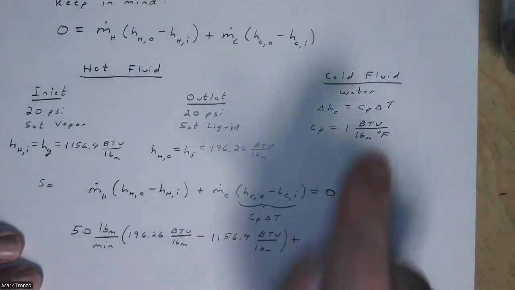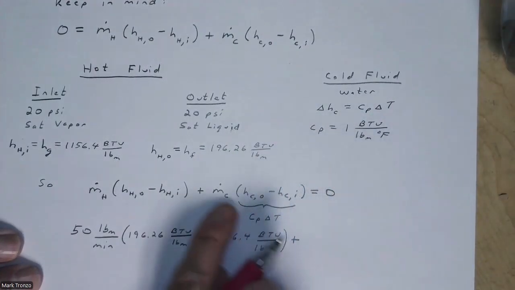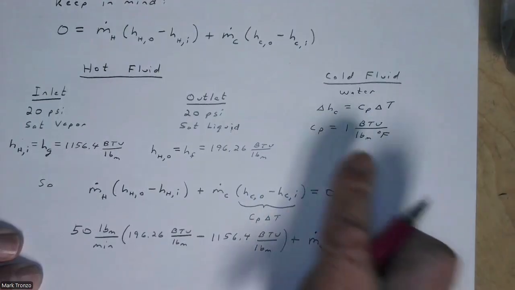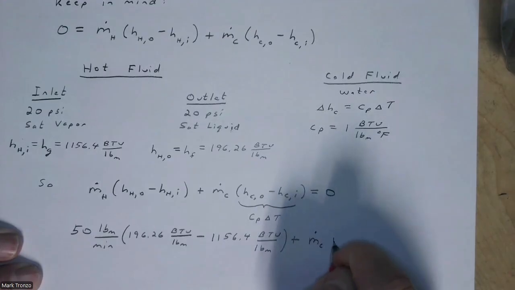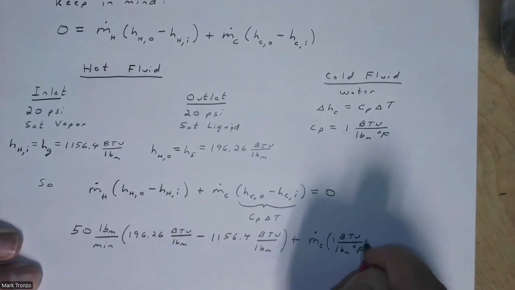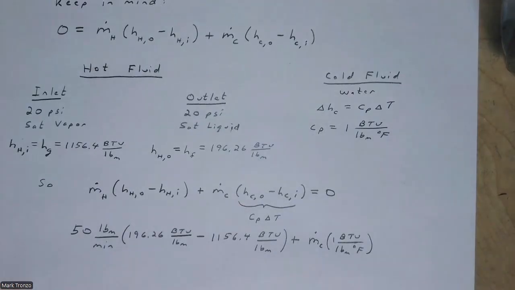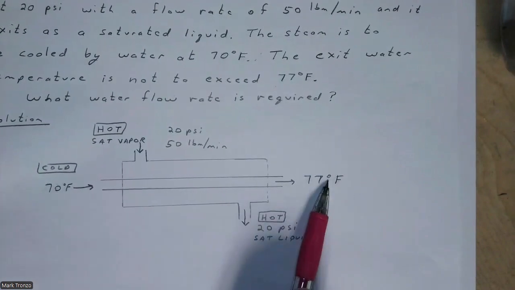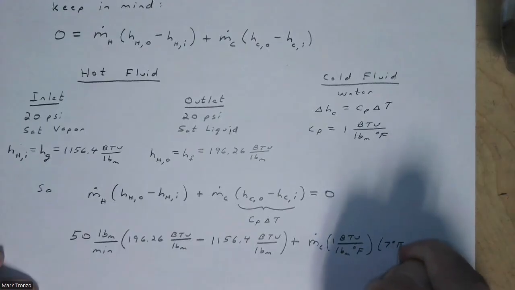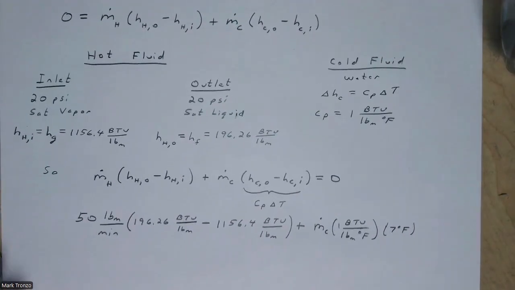Plus over here, first of all, we have our m c dot. That's what we're actually looking for. And then we have our 1 BTU per pound mass degree F. And then our delta T is going to be this one minus that one. So the difference is going to be 7 degrees Fahrenheit, like this. And then, let's solve for m c dot.